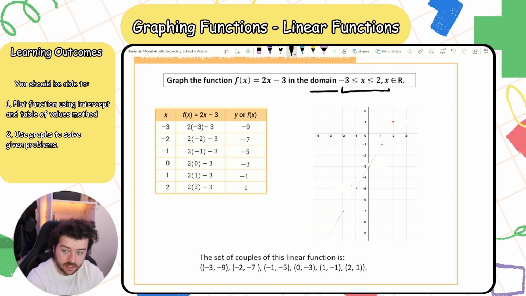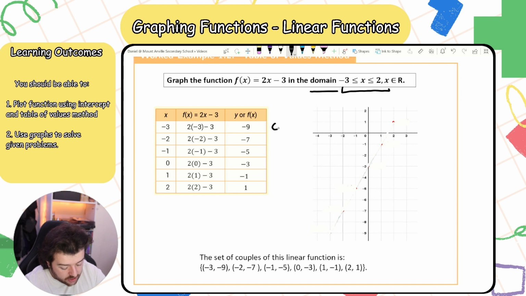There are my inputs. So here's my second column here. I start subbing into my function, 2x minus 3. So 2 times minus 3, then minus 3. 2 times negative 2, subtract 3, is equal to minus 7. 2 times minus 1, minus 3 is equal to minus 5. 2 times 0, minus 3 is equal to minus 3, etc., etc. And you have that for all your points. So here are all my y values.